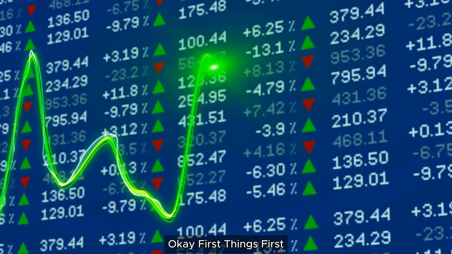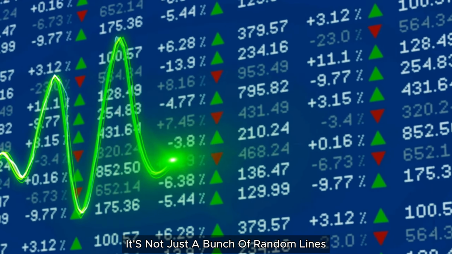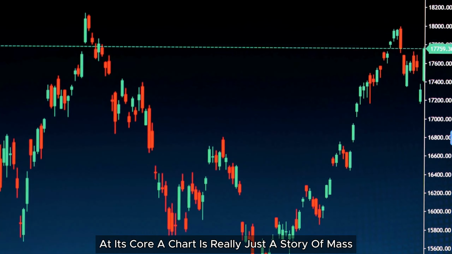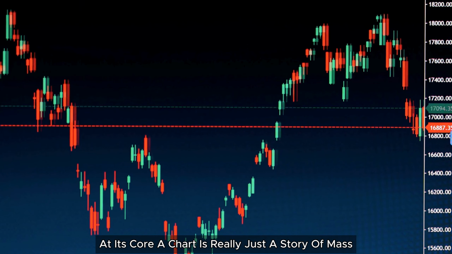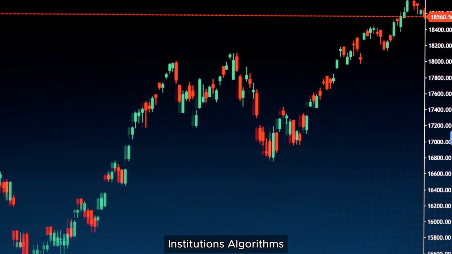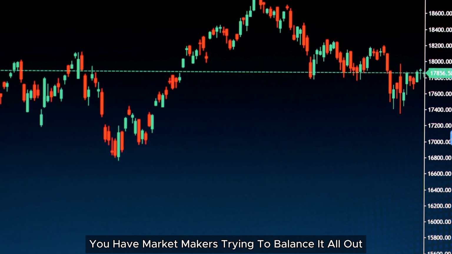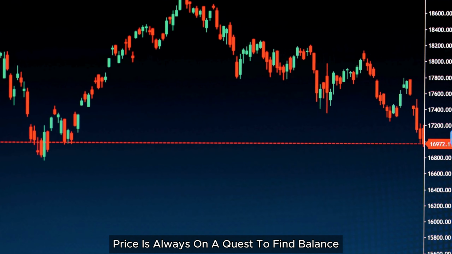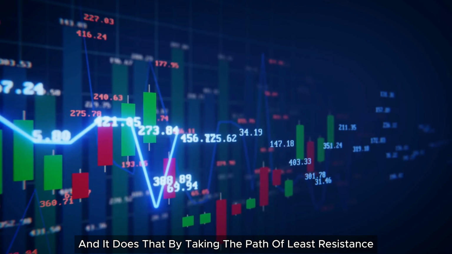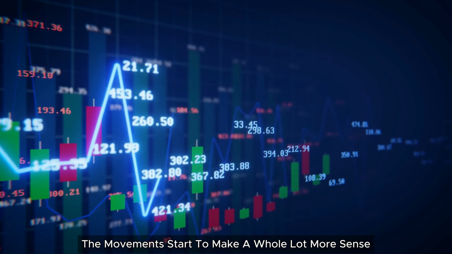Okay, first things first, to really make this framework click, we need to adjust how we look at a chart. It's not just a bunch of random lines wiggling up and down, it's something much more profound. At its core, a chart is really just a story of mass human psychology in action. You've got buyers, sellers, institutions, algorithms, all making decisions. And in the middle, you have market makers trying to balance it all out. Price is always on a quest to find balance, or equilibrium, and it does that by taking the path of least resistance. When you see it that way, the movements start to make a whole lot more sense.